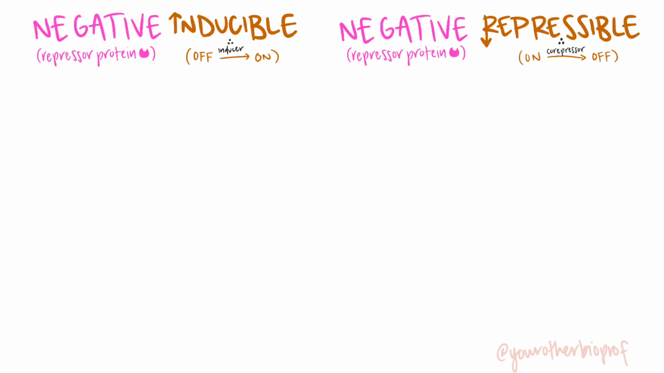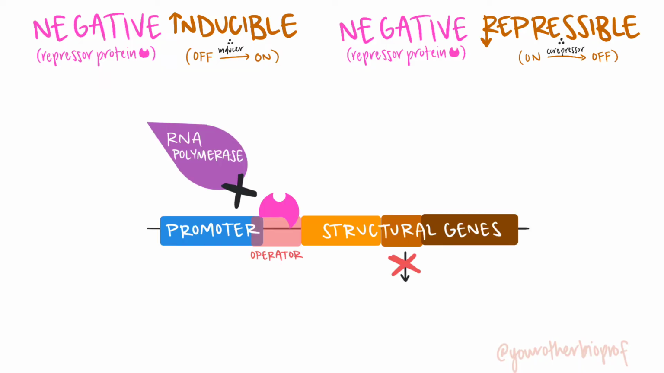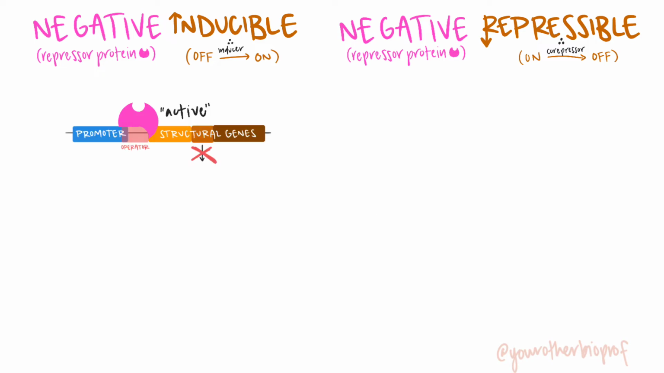Let's start with the 2 negative systems. Remember, in negative control, our regulatory protein is a repressor. So we'll see that when the repressor is active, it'll bind the operator and block transcription. Transcription's only going to happen when the repressor is not able to bind the DNA.